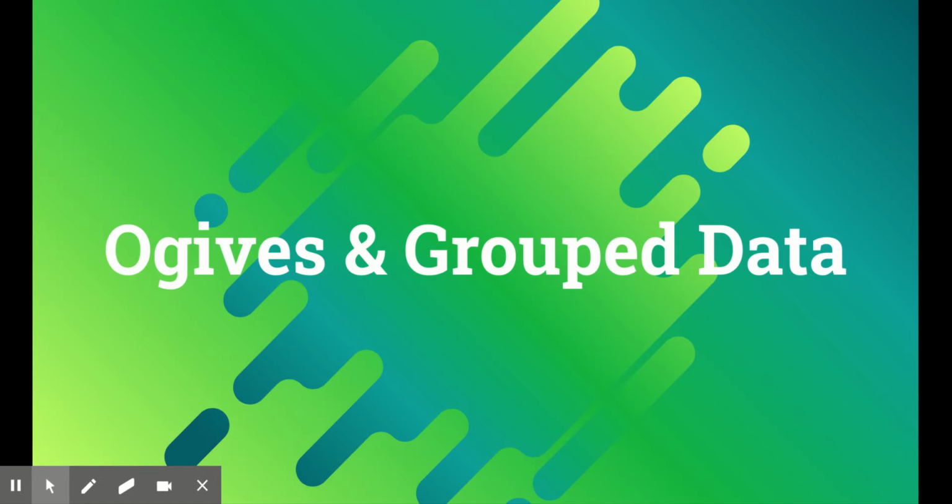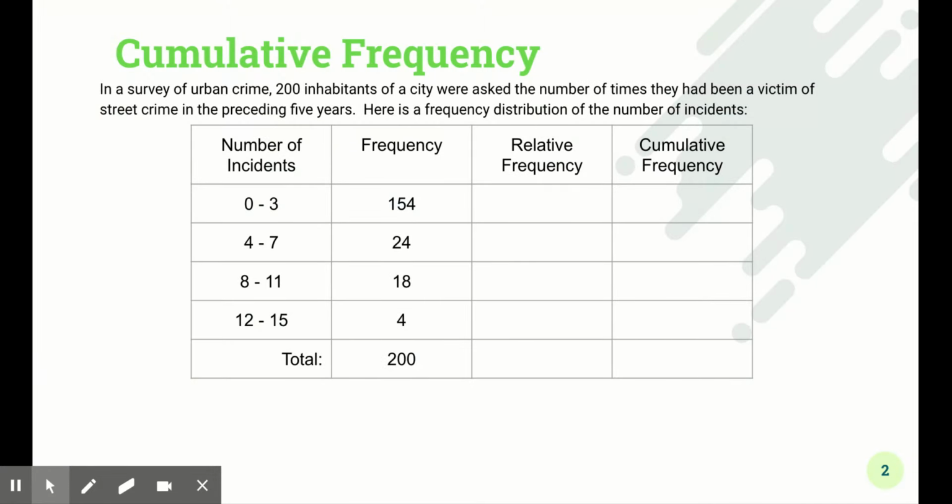Today we're going to do ogives and group data. Cumulative frequency. In a survey of urban crime, 200 inhabitants of a city were asked the number of times they had been victim of street crime in the preceding 5 years. Here's a frequency distribution of the number of incidents.